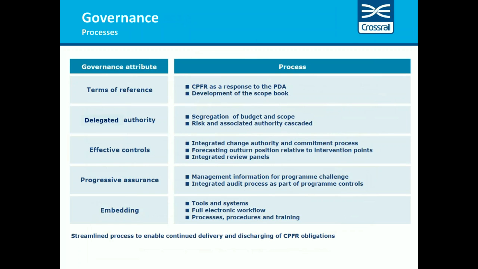So how do you actually implement governance on a program like this? Well, we've established it through 5 key areas. Number one, you absolutely have got to have a very clear terms of reference. Number two, defining the delegated authority for each meeting and the scheme of authorities, so that is the delegated authority that each individual person has.